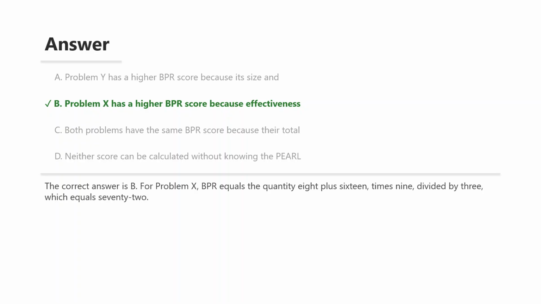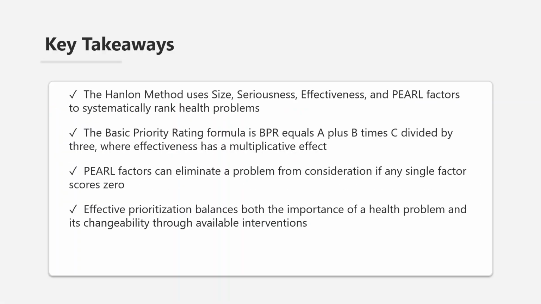Option A ignores the multiplicative effect of effectiveness. Option C is mathematically incorrect. Option D is wrong because BPR is calculated before applying the Pearl multiplier.